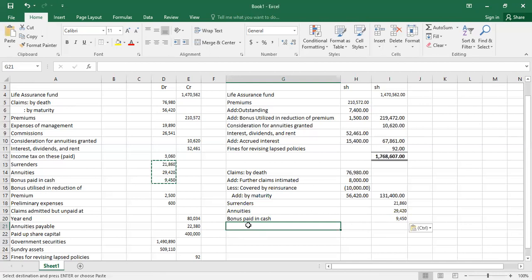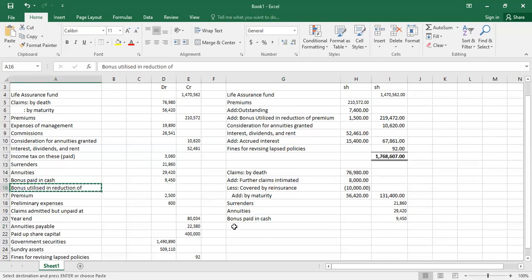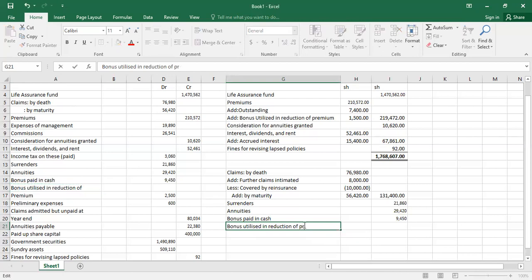I had a bonus somewhere. Yeah, in the additional information, we had the bonus utilized in reduction of premium. So we are adjusting this figure, reduction of premium. Remember, this was 2.5. We are adding the 1.5. We are adjusting this figure. So you'll get 4,000. That is adjusted.